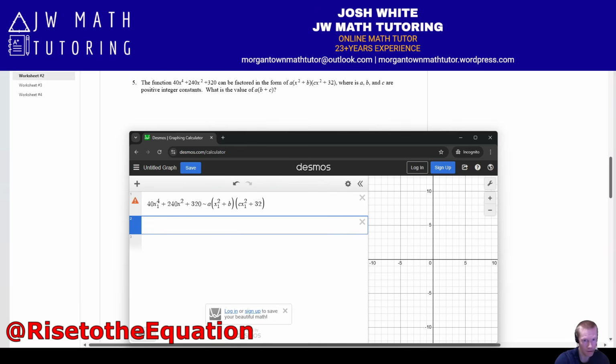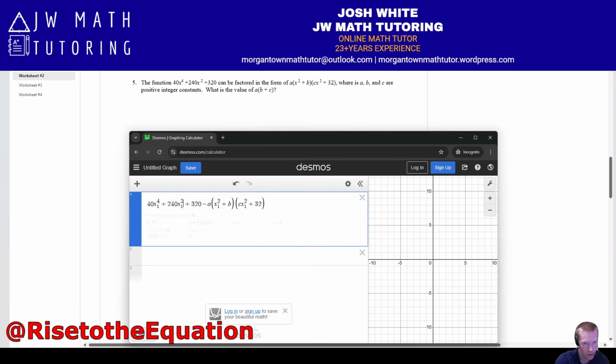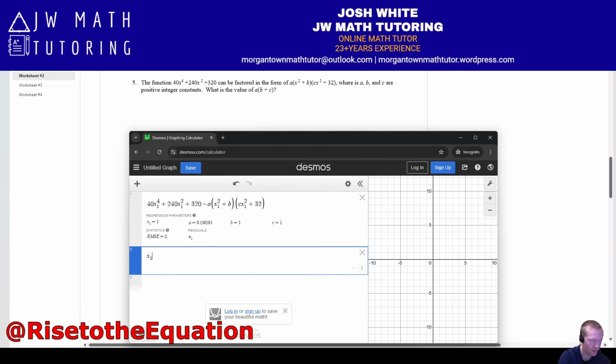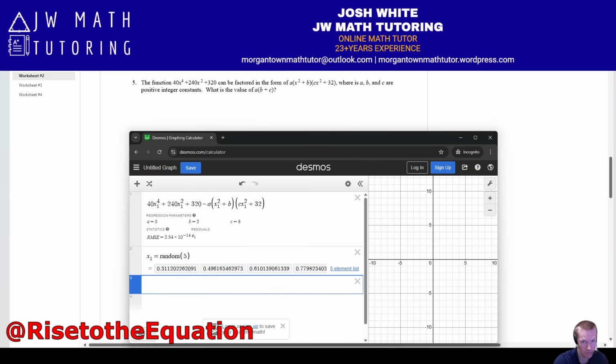Okay, so we have this. I forgot the subscript one. There we go. Okay, now we have to define x1 as a list. I'm just going to use a new trick I have now, which is just do random and then 5 numbers. Okay, notice it gives us values for a, b, and c. So what is the value of a times b plus c? Right there, it's 50. This is the entire problem done in under 30 seconds. So again, gives us the correct answer, which is 50.